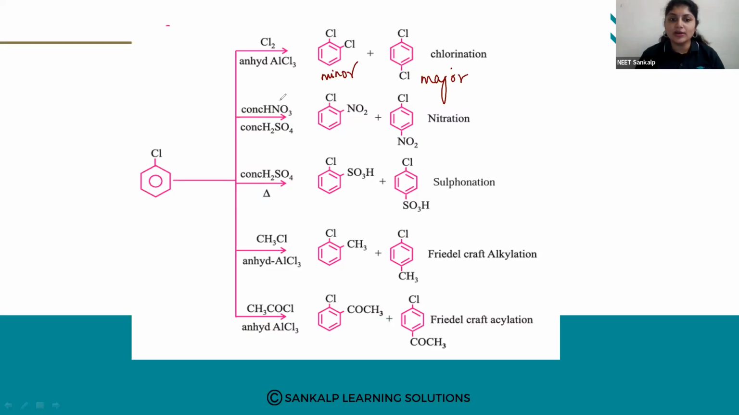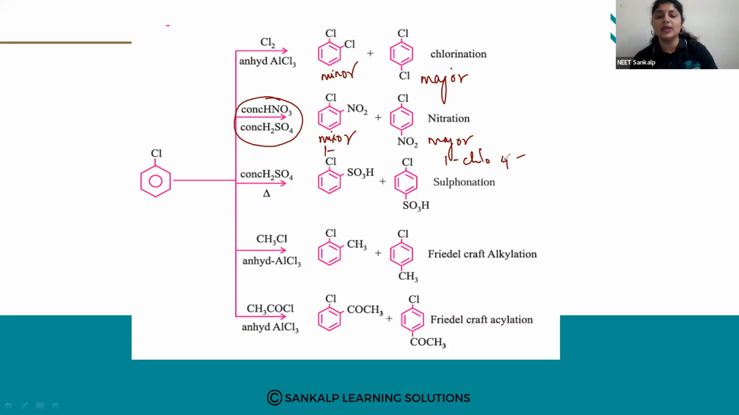Same with respect to nitration. When you are doing nitration, that is with concentrated HNO3 and H2SO4, this is called the nitrating agent. This is a minor product and this is a major product. The names are 1-chloro-2-nitrobenzene and 1-chloro-4-nitrobenzene. Then when you do sulfonation, the reagent used is concentrated H2SO4. When you treat chlorobenzene with concentrated H2SO4, you get ortho-chlorobenzene sulfonic acid and para-chlorobenzene sulfonic acid. These are the products obtained in sulfonation.